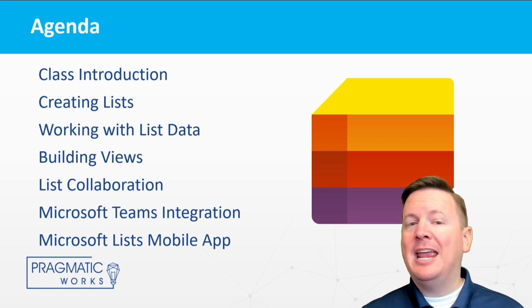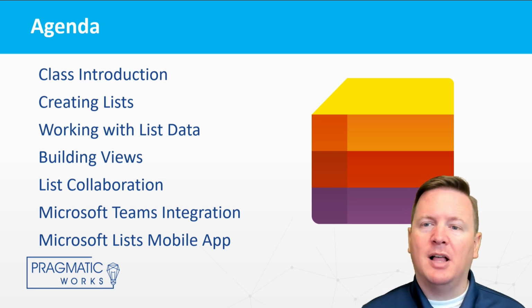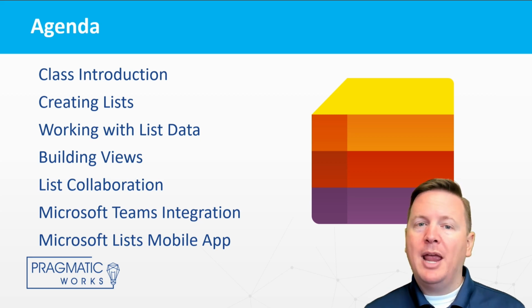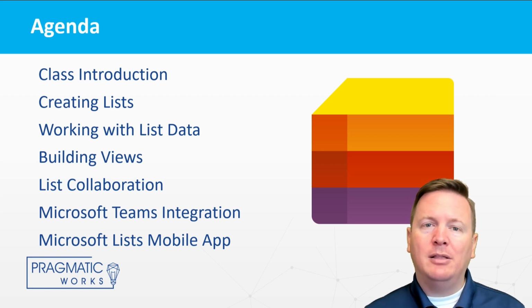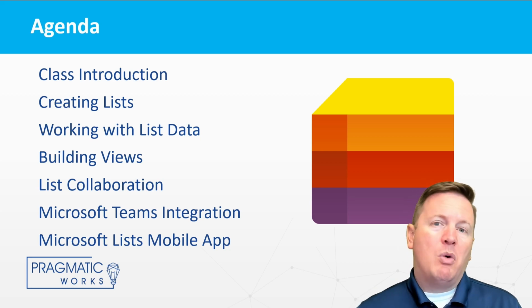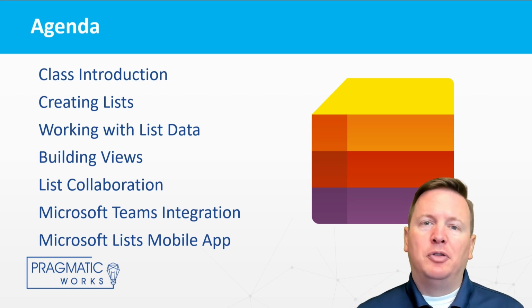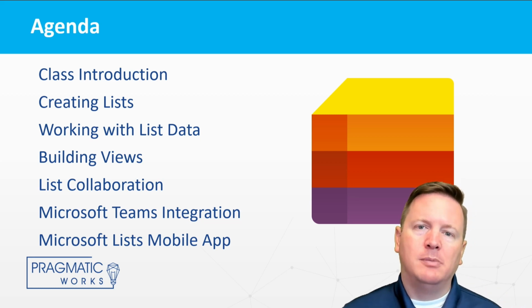We're then going to get more into the hands-on how-to aspects of the class, where we're going to walk you through how to create lists. We're going to show you three different ways to create lists: from a template, from an Excel file, and then just from scratch. And then we'll walk you through how to add data to a list, either through the standard form or even through the edit data view, the grid view that is available as well.